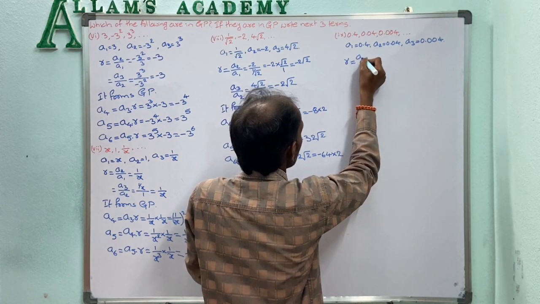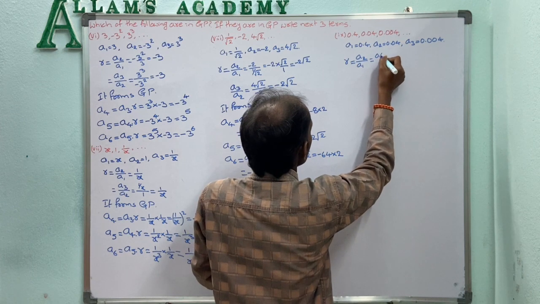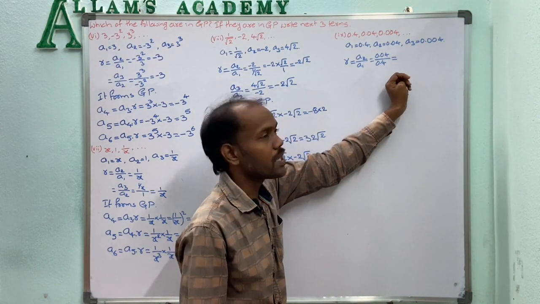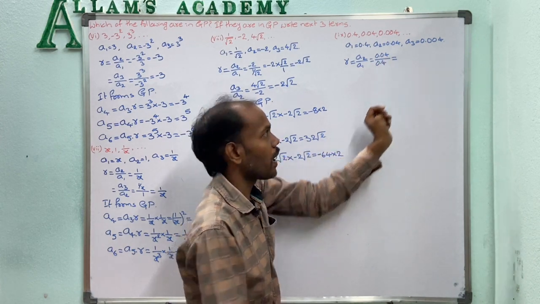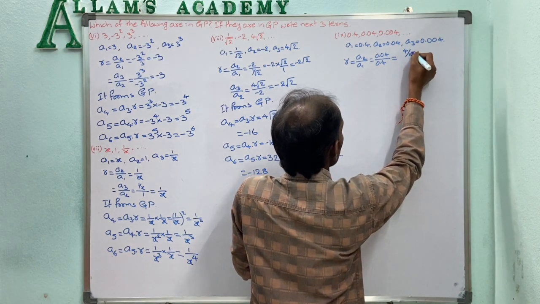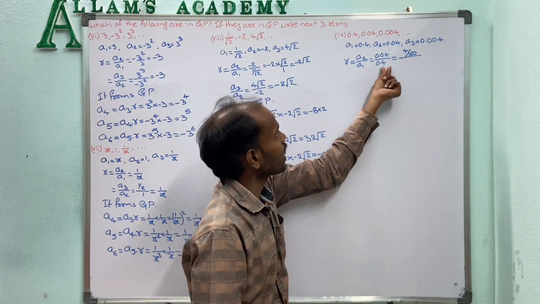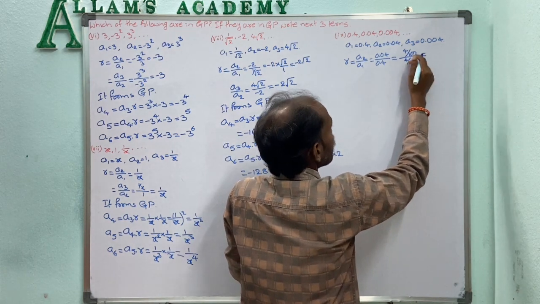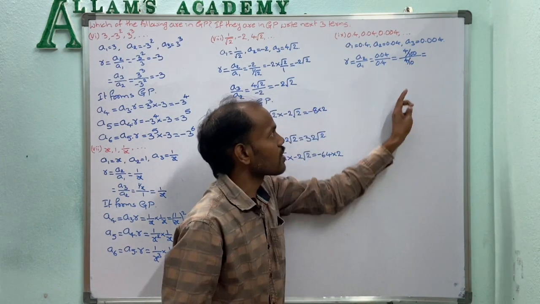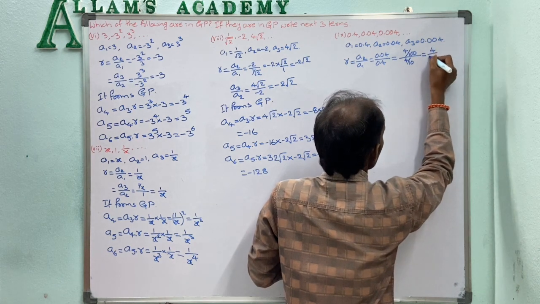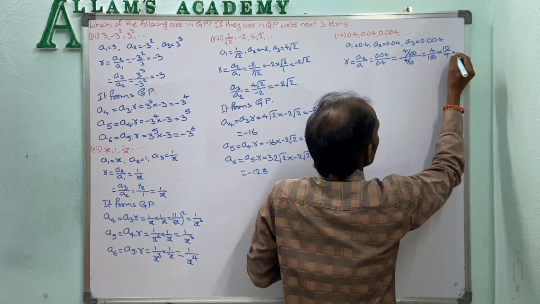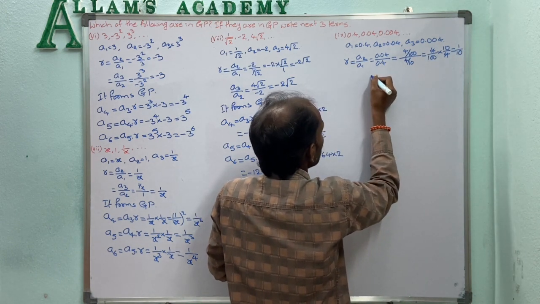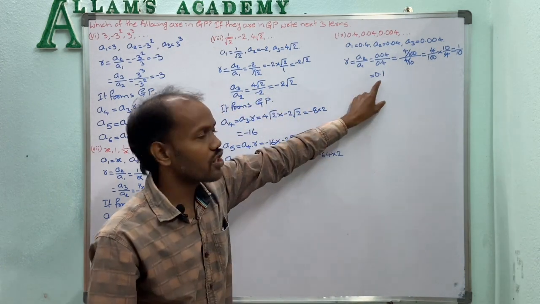So r is equal to a2 by a1, that is the second term 0.04 by the first term 0.4. 0.04, removing the point, has 2 digits after the point, so we can write 4 by 100. And 0.4 has 1 digit after the point, so we write 4 by 10. Now the denominator is in fractional form, so we multiply by its reciprocal: 4 by 100 into 10 by 4. So 4 gets cancelled, 10 ones, 10 tens are 100. That is nothing but 1 by 10, which is 0.1. So here the common ratio is 0.1.